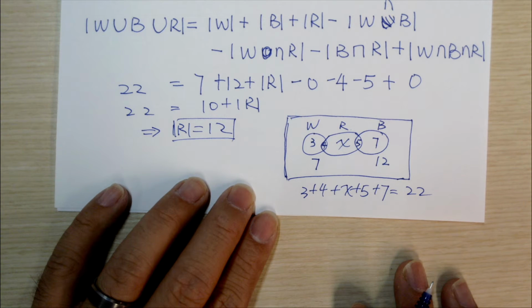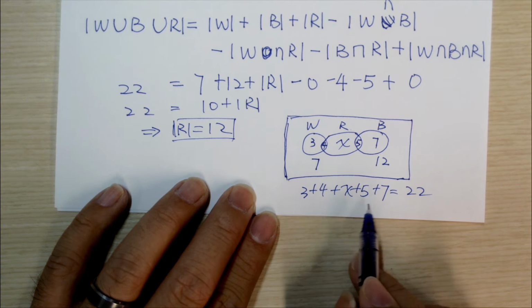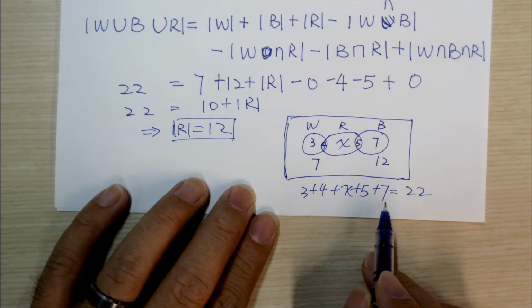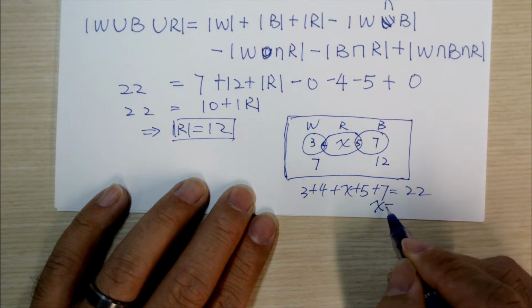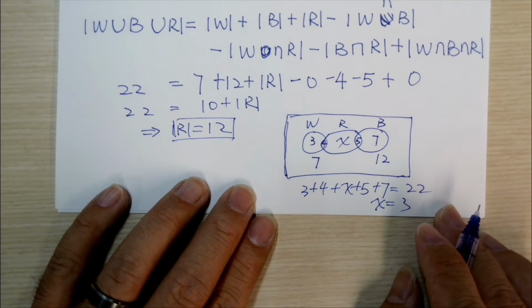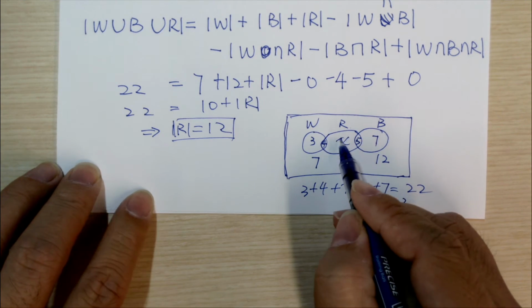So we can solve that. So this is 7 plus this is 12, right? Plus 5 is 12 and plus 7 is 19. So easily we can see that X equals 3. So this part is going to be 3.